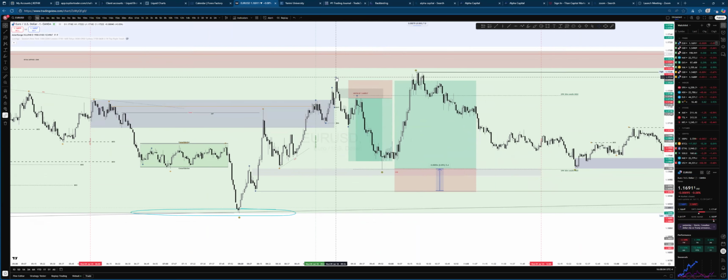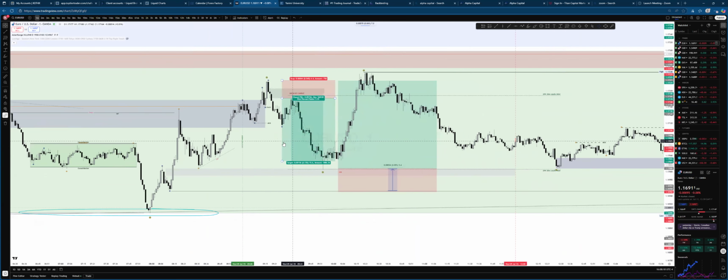Broke this high. This high led to this low, change of character, break of structure. I love to see when it does it in one push.